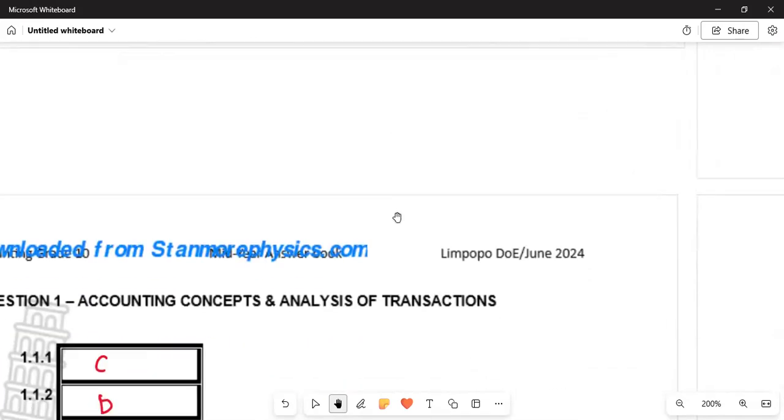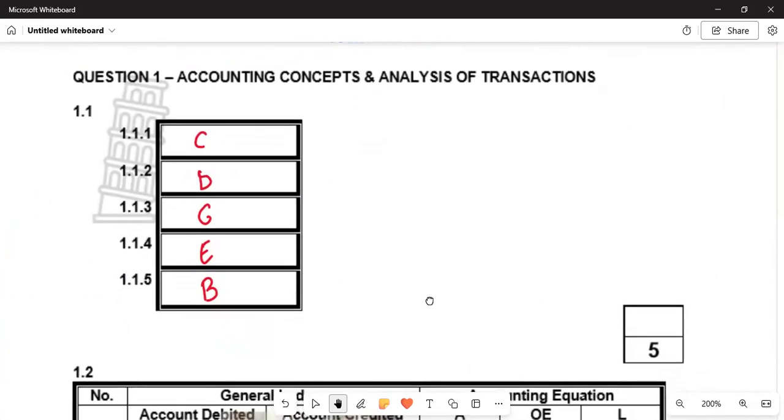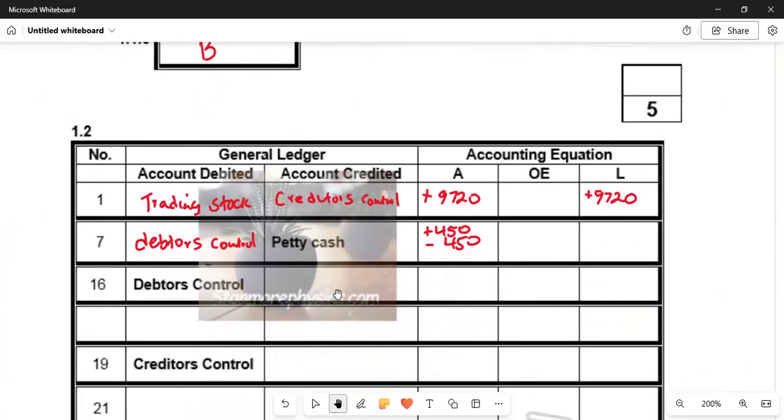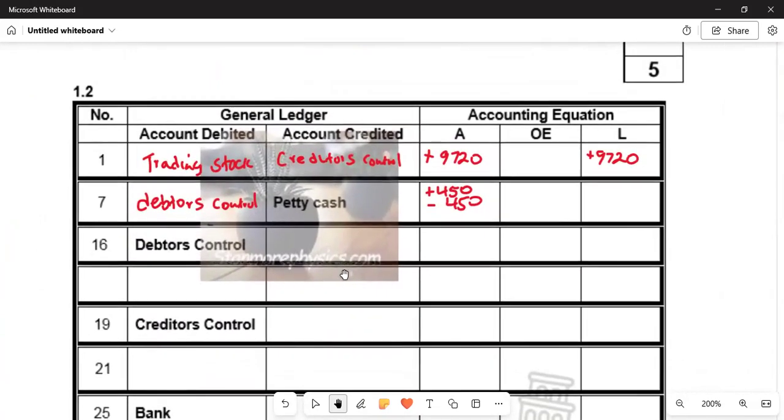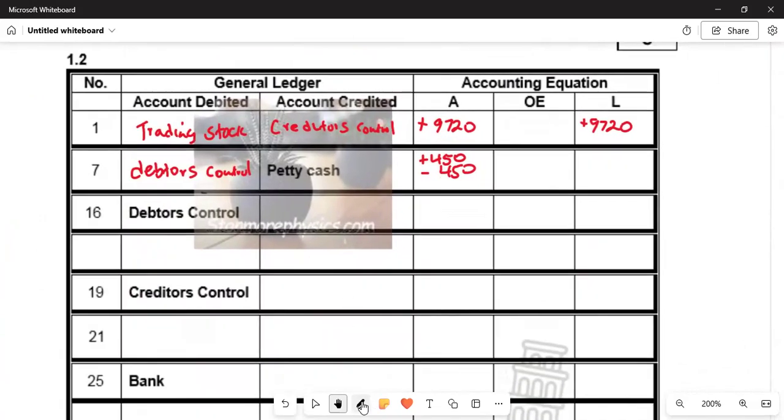Now let's see how we are going to record it. So here we are on our general ledger. Our debtors in our answer book has already been debited for us. So here we are going to write sales, because we sold the goods on credit to this debtor.